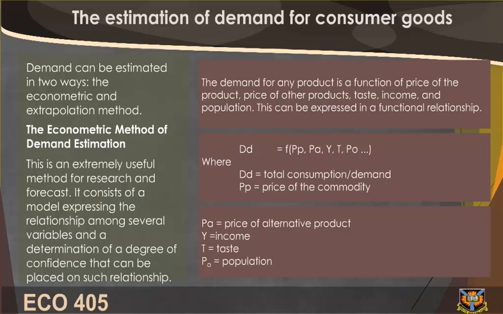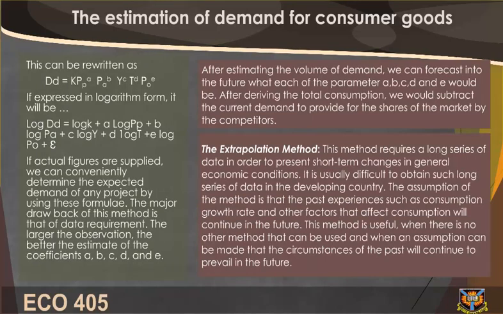The demand for a product. The demand for any product is a function of price of the product, price of other products, tastes, income, and population. This can be expressed in a functional relationship shown below. If actual figures are supplied, we can conveniently determine the expected demand of any project by using this formula.